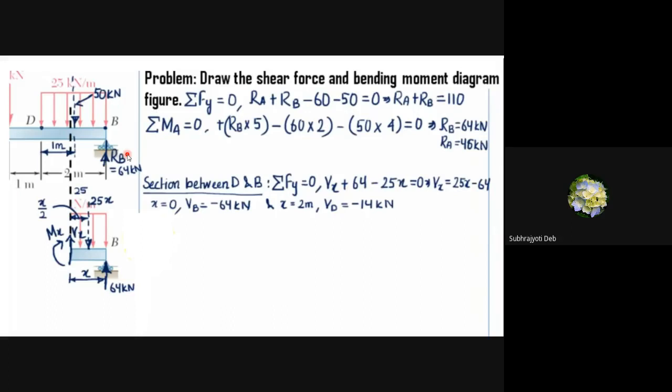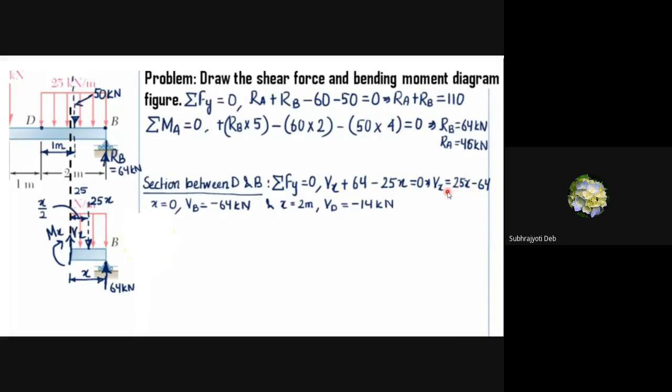So this is equal to 0. So we'll get this equation Vx is equal to 25x minus 64. Idea is to get an equation for shear force. Now we will just consider the value of x. If you wish to find the shear force at B, we will consider x as equal to 0 because distance is 0. So what will be the shear force at point B? Okay, so the distance is 0, hence it is minus 64 kilonewton from this equation.